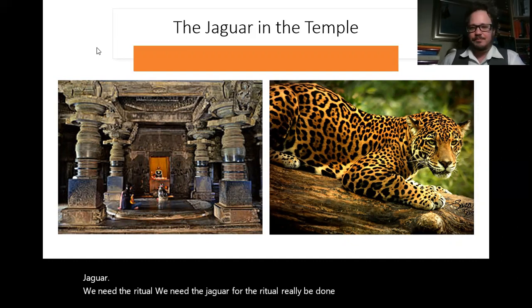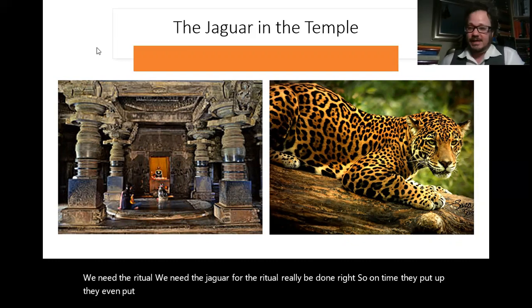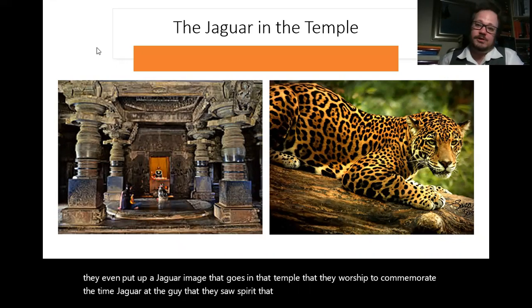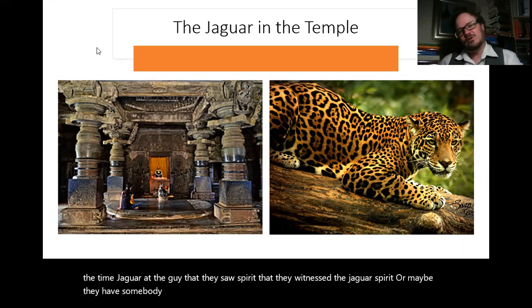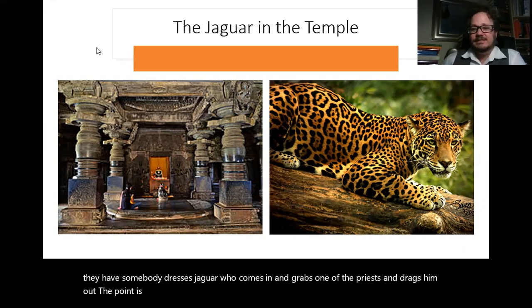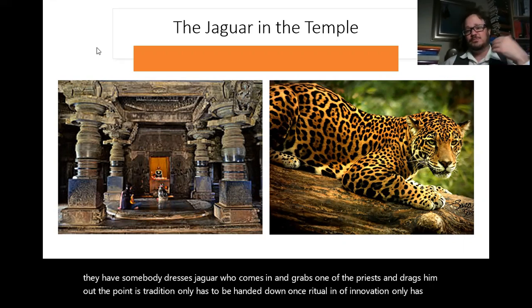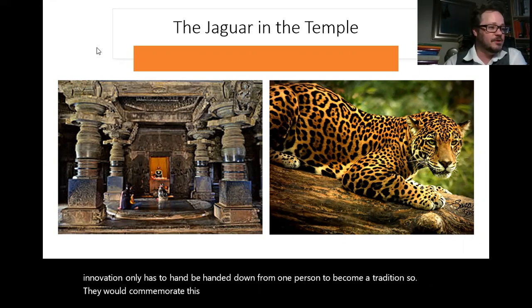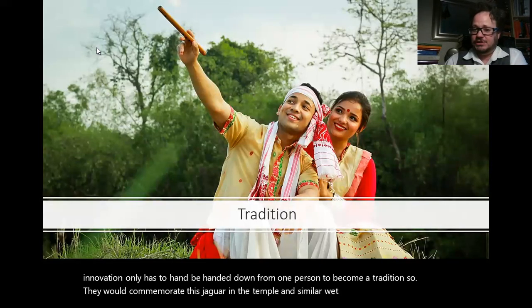So in time, they either put up a jaguar image that goes in that temple that they worship to commemorate the time the jaguar ate the guy, that they saw spirit, that they witnessed the jaguar spirit. Or maybe they have somebody dressed as a jaguar who comes in and grabs one of the priests and drags them out. The point is, tradition only has to be handed down once. Ritual innovation only has to be handed down from one person to become a tradition. So they would commemorate this jaguar in the temple in a similar way. Like I said, tradition only needs to be handed down once.